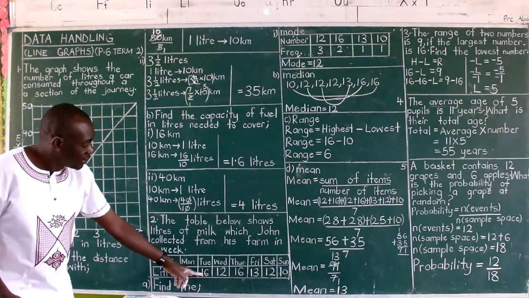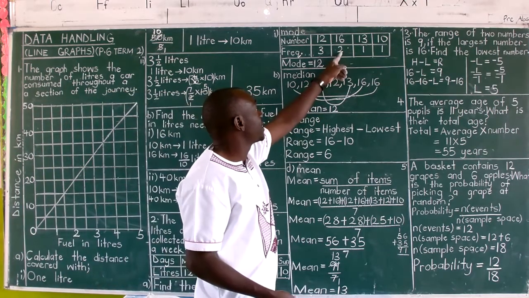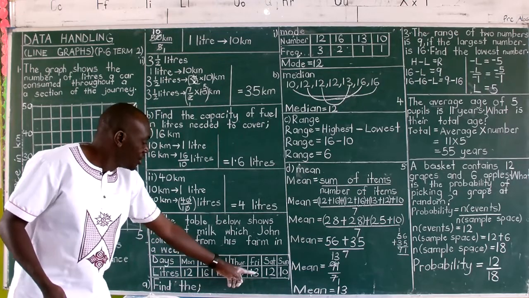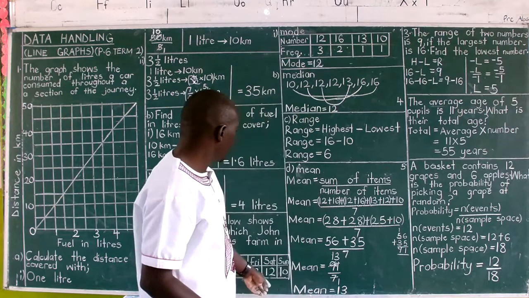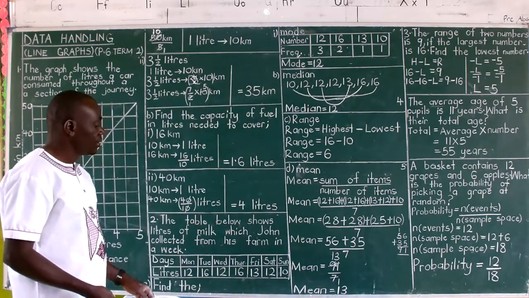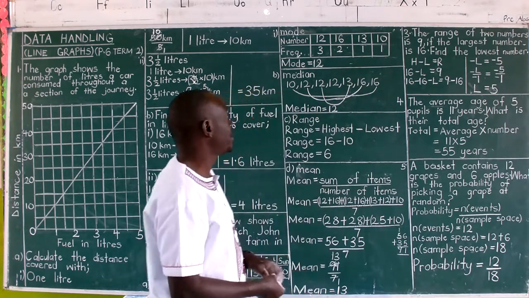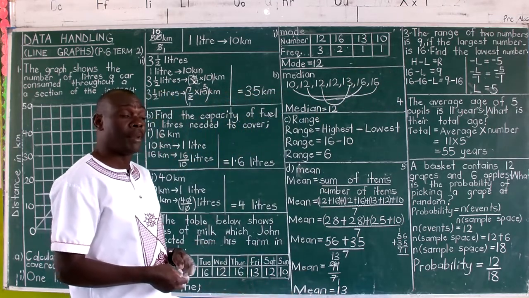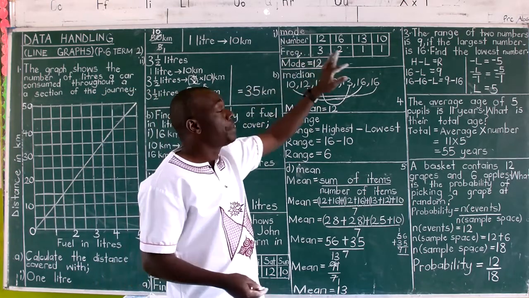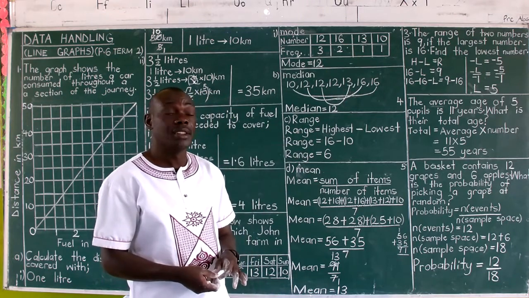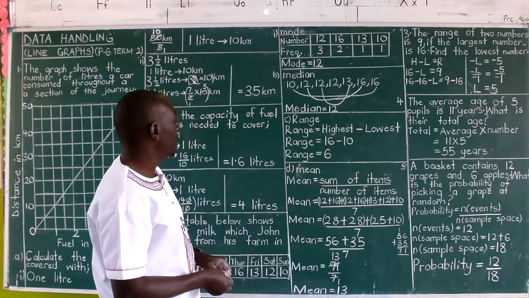Then go to 16. How many 16s do you have? 1, 2. So 16 appears twice. Then 13. Do you have any other 13? No, it appears once. Then 10. Do you have another 10? No, so 10 appears once. We said mode is the most appearing number in the given data. Which number appears most? Good, 12. So our mode is 12 liters.